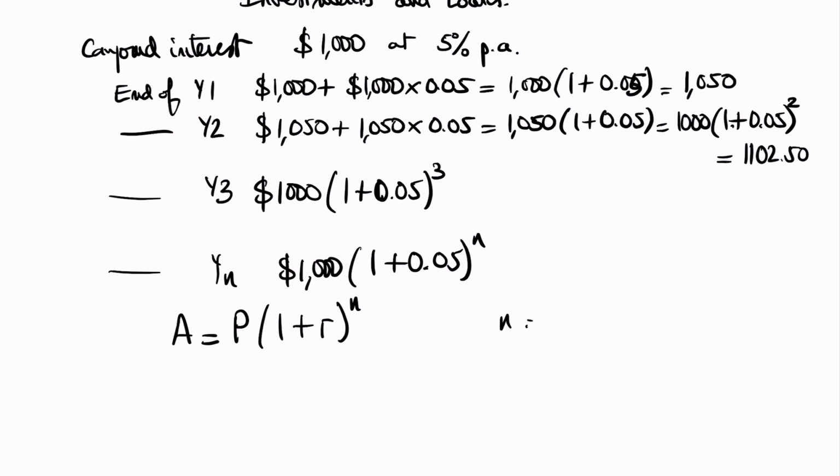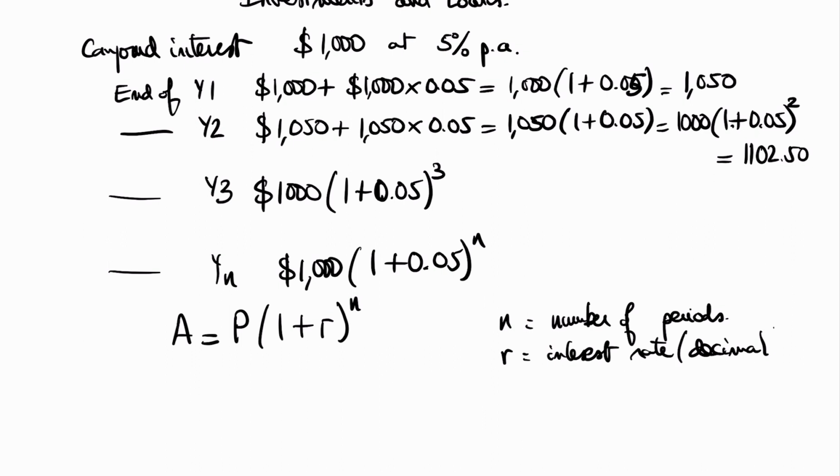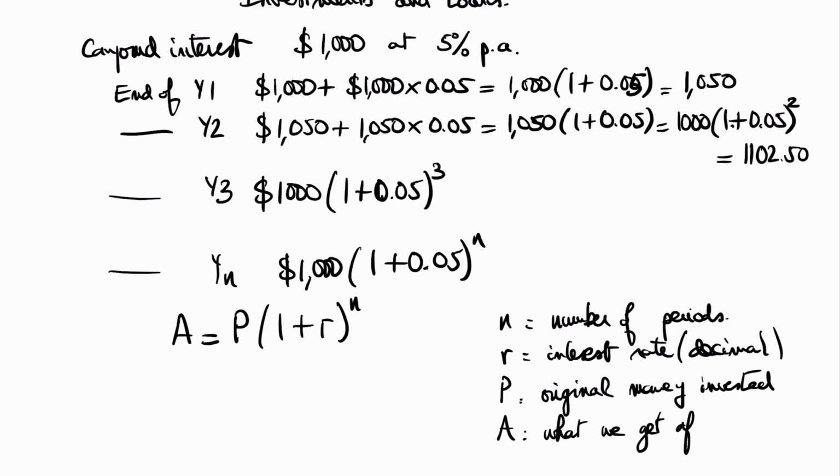n is the number of periods. r is the interest rate as a decimal. P is the original money invested. And A is what you get after n periods.